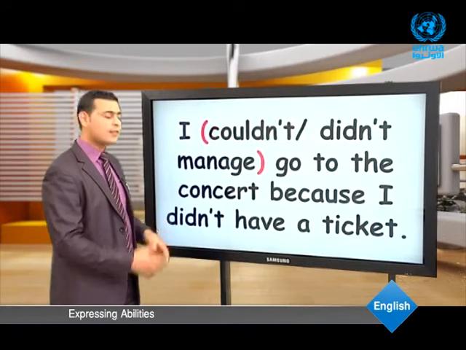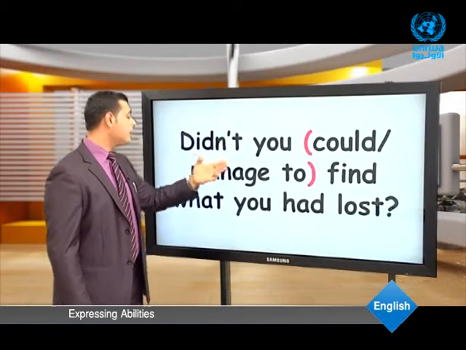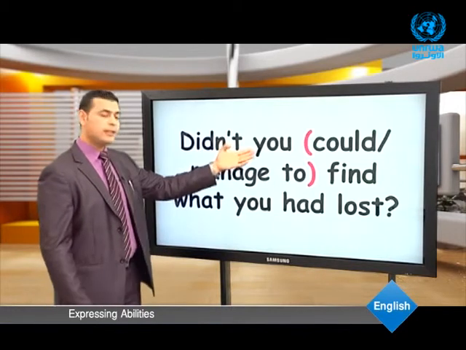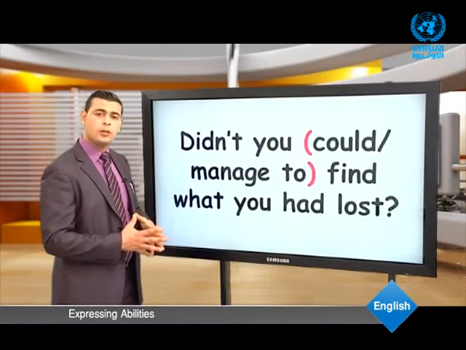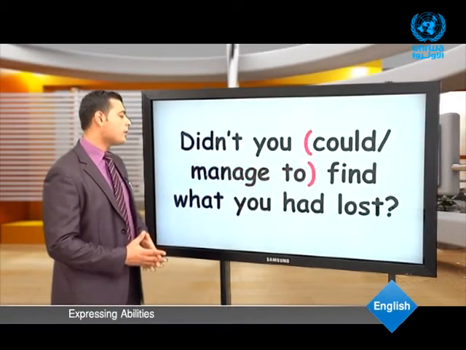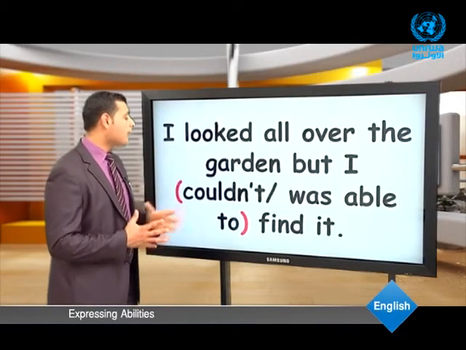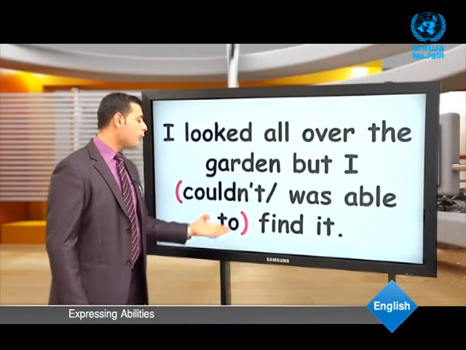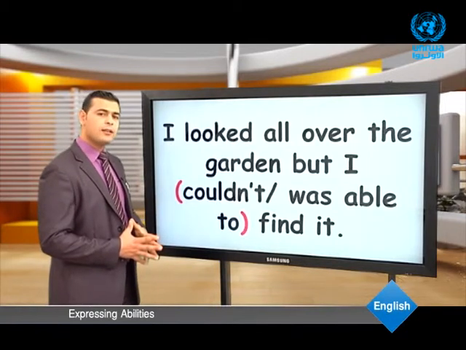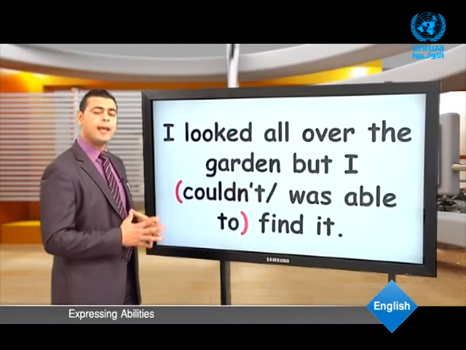Let's have the second sentence. Couldn't you or didn't you manage to find what you had lost? Here we have couldn't you or didn't you manage to? Thank you very much. Didn't you manage to find what you have lost? I looked all over the garden, but I couldn't or was able to find it. Wonderful, but I couldn't find it.